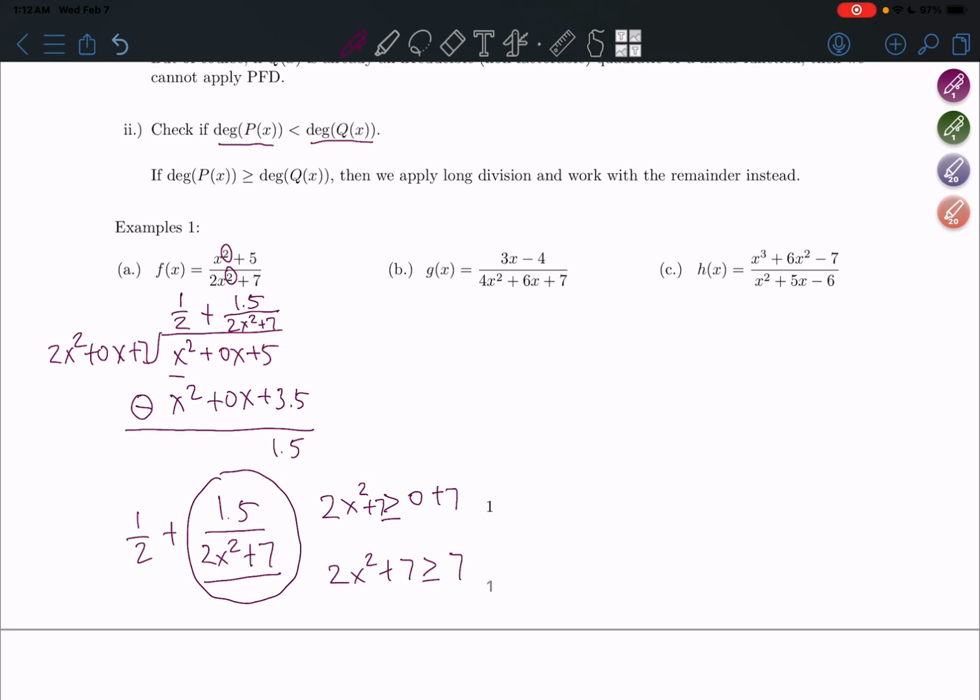So by that logic, there could never be a factor of this in the real numbers, of course. I know that there's a complex number factor, but we don't need to worry about that. So this one cannot be factored with real number factors. Therefore, this polynomial is irreducible, which means that at this point, this partial fraction, 1.5 over 2x squared plus 7, you cannot perform partial fraction decomposition on.